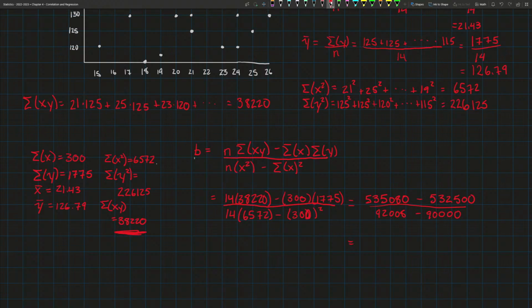So 53,508 minus 532,500. That's 2580. All over 92,008 minus 90,000. And if we do this, we get 1.284. So this is going to be our slope of our line of best fit.